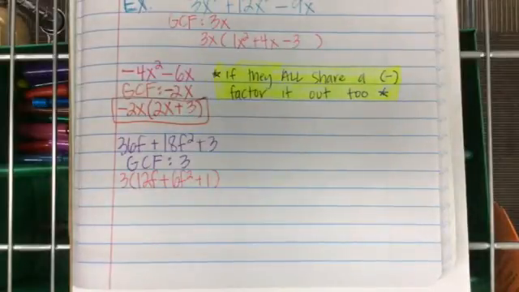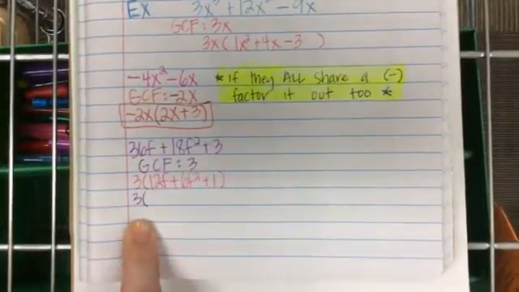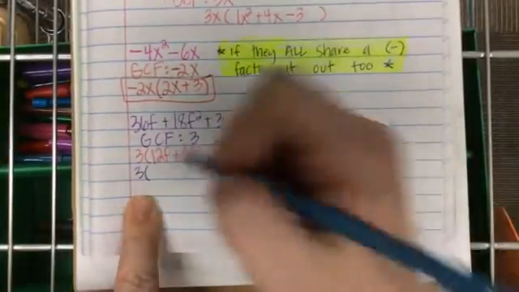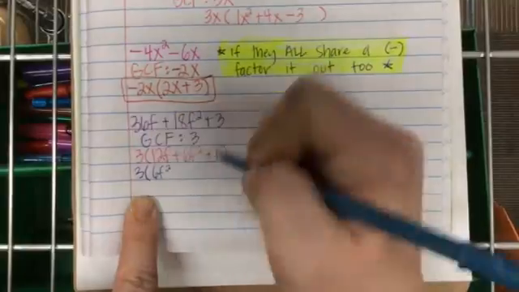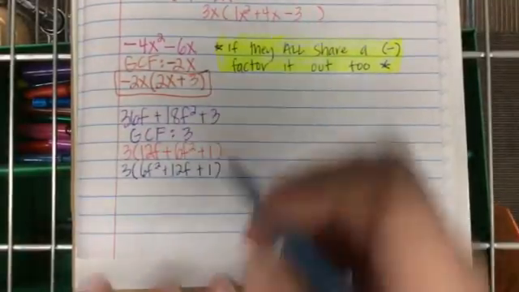It's not in standard form. Let's fix it. 3 times 6f squared plus 12f plus 1. And we're done.